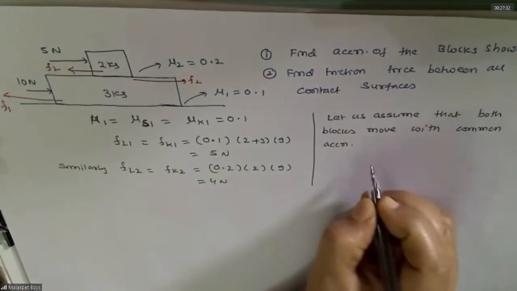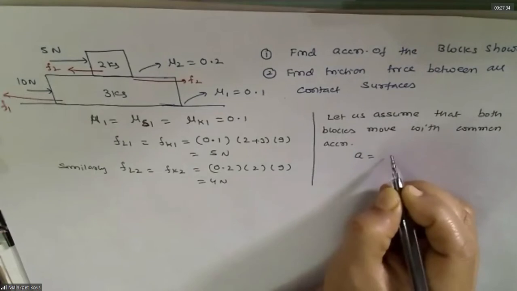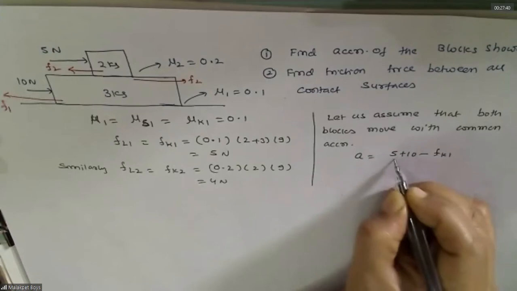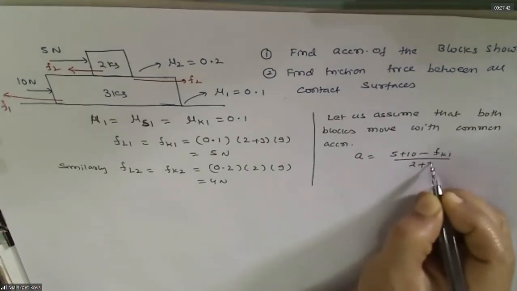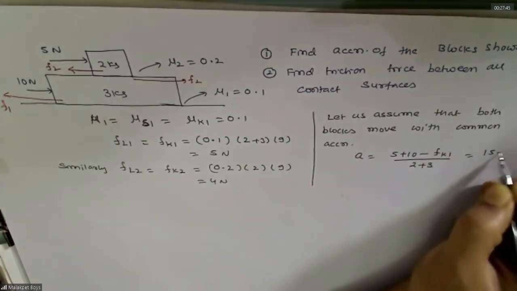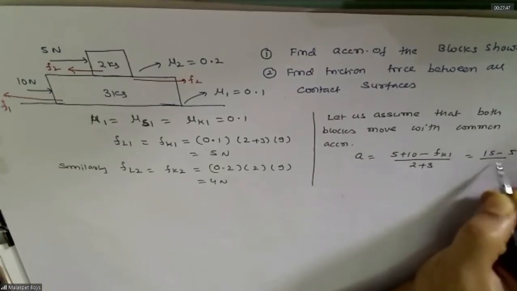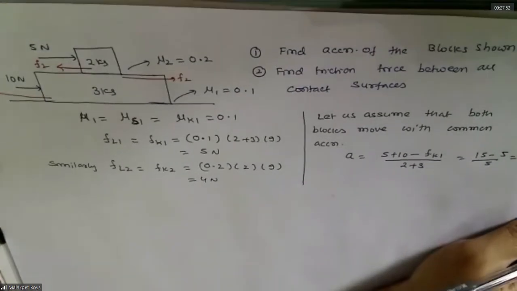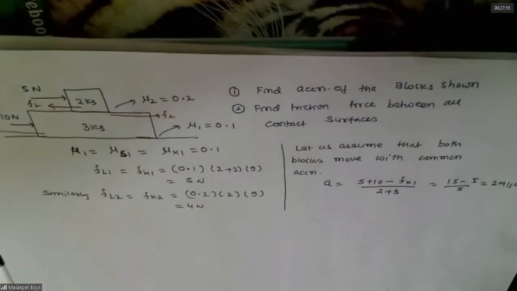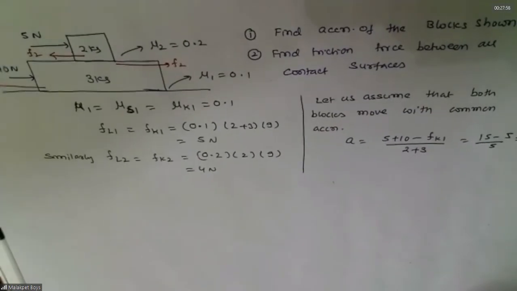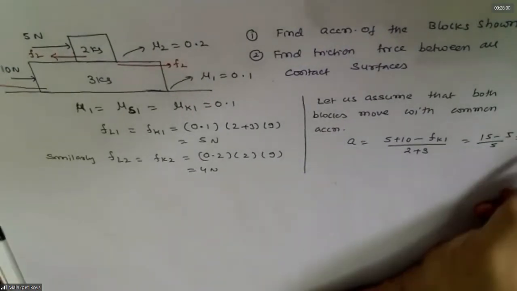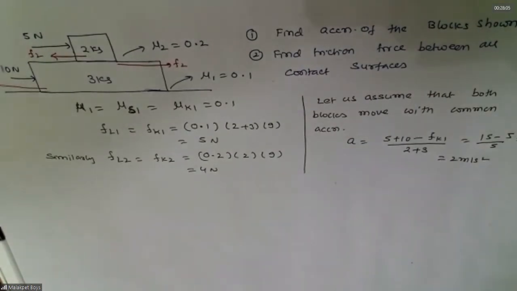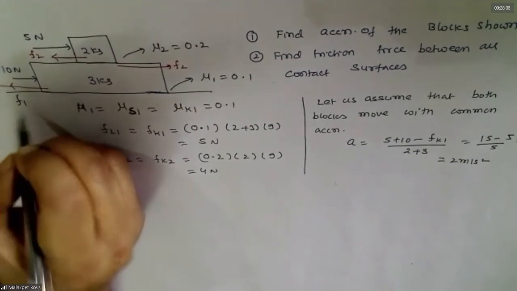Then what is that common acceleration? 5 plus 10 minus Fk1, by 2 plus 3. Fk1 is 5, so 5 by 5, that is 2 meter per second square. Do you agree till here? Agreed?